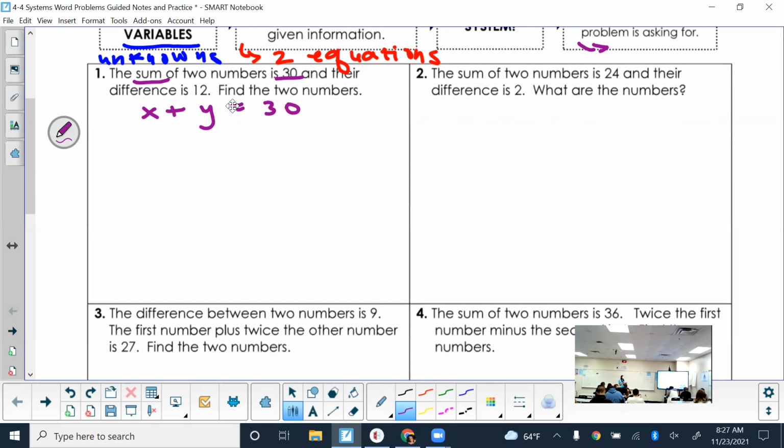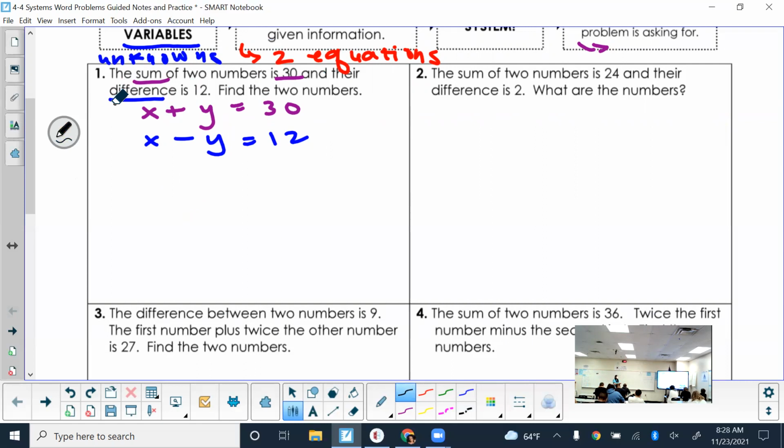Good. All right, and then it says, and their difference is 12. So here's one equation. We still need to have another one. So their difference, what symbol is that? Good. And order does matter with subtraction. So if X is the first number, X minus Y, and then is 12. So equals 12. Questions on how we made our equations? Does that make sense? All right, so that's really the hard part. When you get past this, then it's just solving using one of the methods we learned.